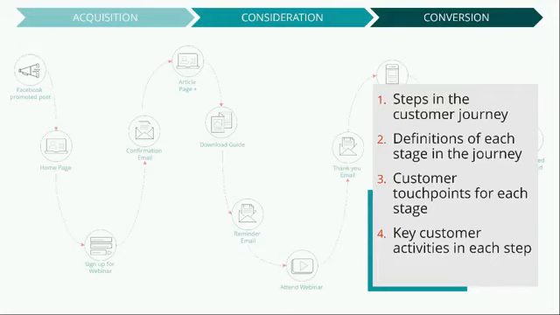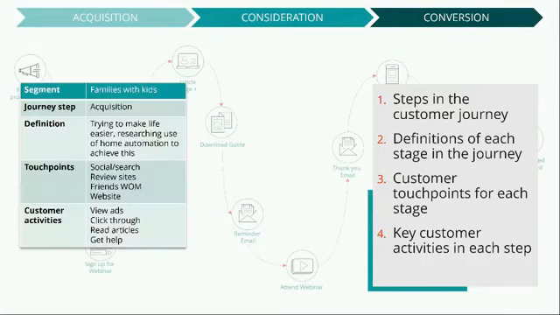You might have images. So, for example, at the acquisition stage, this may be what your customer journey map looks like for the families with kids segment. So they're at the journey step of acquisition. Their definition is that they're trying to make their life easier. They're researching the use of home automation to do this. The touch points would be social and search. Review sites, friends and word of mouth are definitely going to be a thing. And of course, the website.